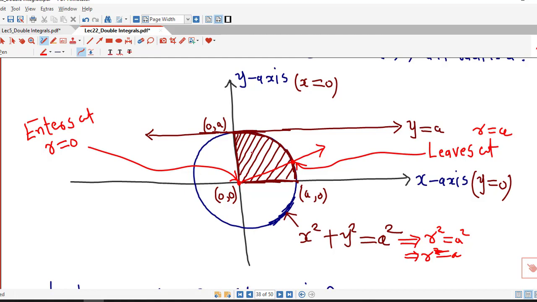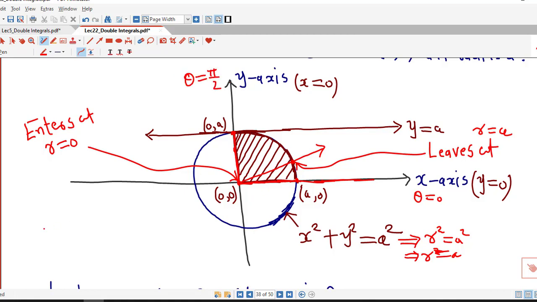And the smallest possible value of theta is at this point. At this point the value of theta is 0, and we have to go up to this point. So at this point the value of theta is pi by 2.